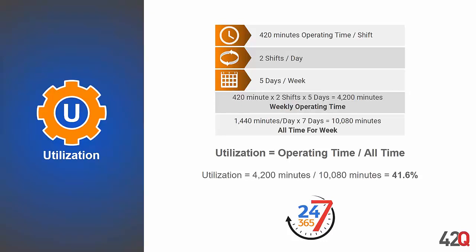Now, if we calculate all time for the week, so 1,440 minutes a day for 7 days, that's going to give us 10,080 minutes for the entire week. So to figure out our utilization, we're going to take our operating time and divide that by all time. So in our example here, we would get 41.6%. We would get that 4,200 minutes of operating time for the week divided by our 10,080. So that's going to give us 41.6% of all that time that we're actually utilizing.